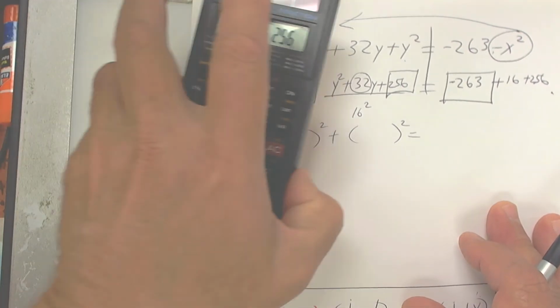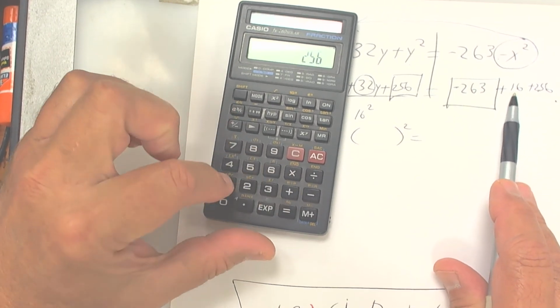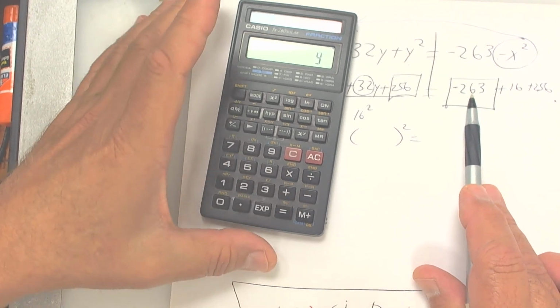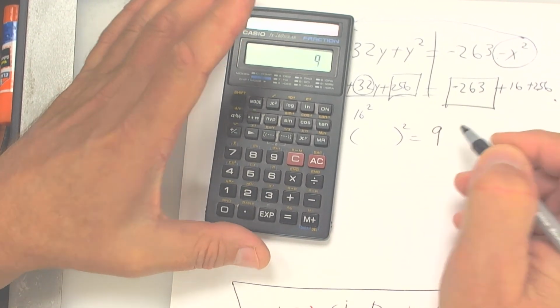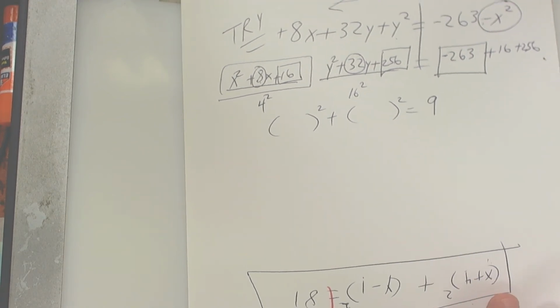Now, I don't know what that is. I think it's 1, but I'm not sure. So we're going to do 256 plus 16 and then minus 263. It actually is 9. So put a 9 right there. Okay? All right, now we're all set up.